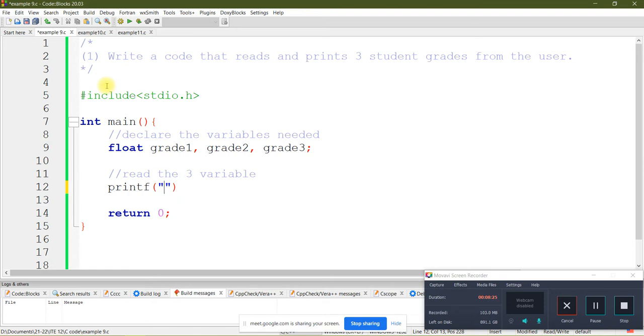Right? So, input, read number 1, and we will just copy that.